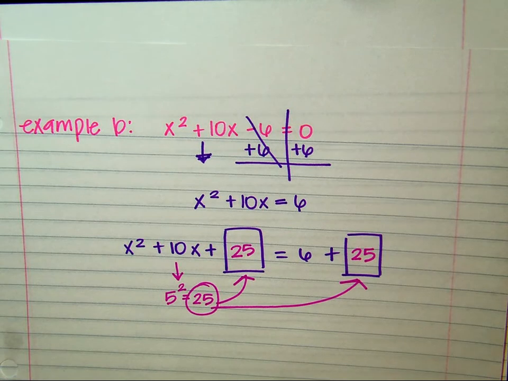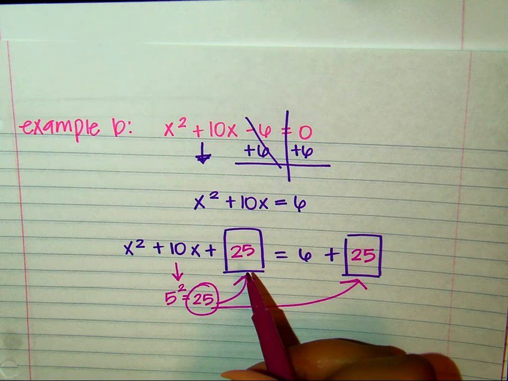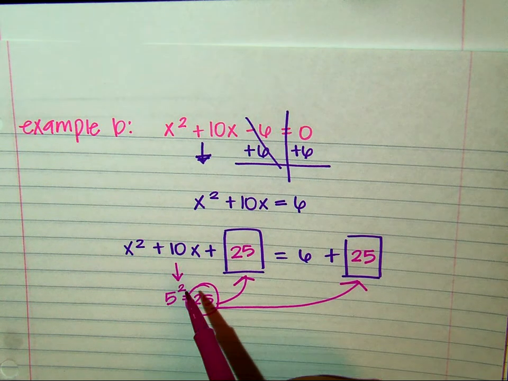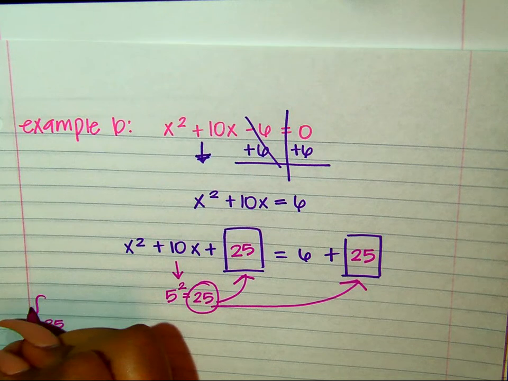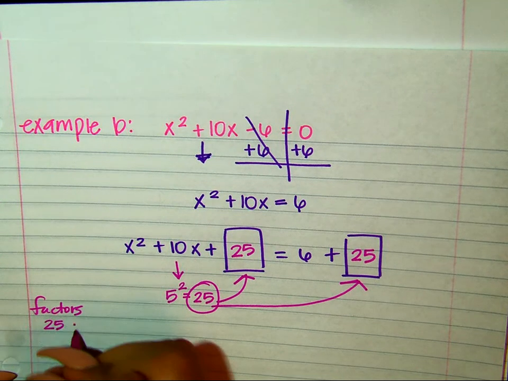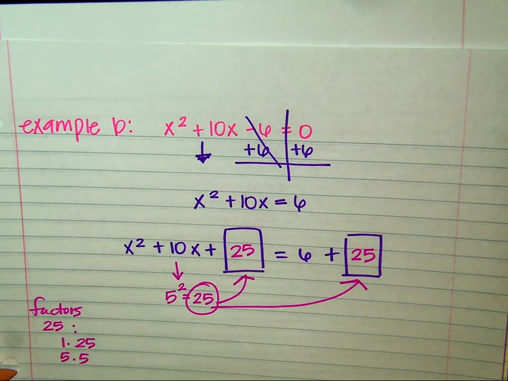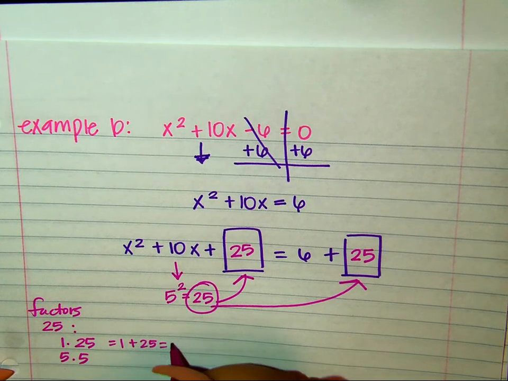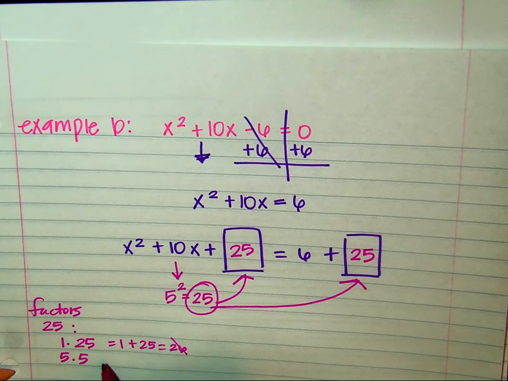All right, now we have to factor 25. So we have to find two numbers that we can multiply to get 25. And then those same two numbers, we have to add them to get 10. So let's write out here factors of 25. We know 1 times 25 is 25. 5 times 5 is 25. But 1 plus 25, that's 26. Is that a 10? Nope. So that is not going to work.